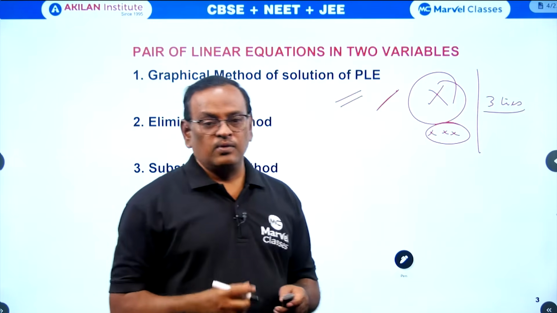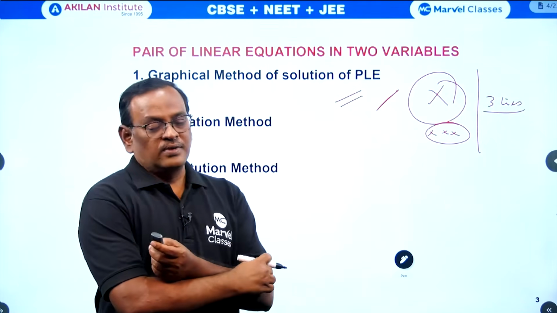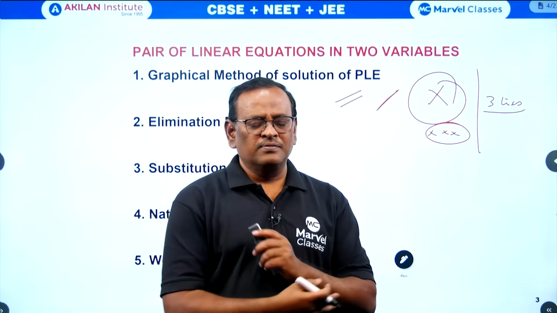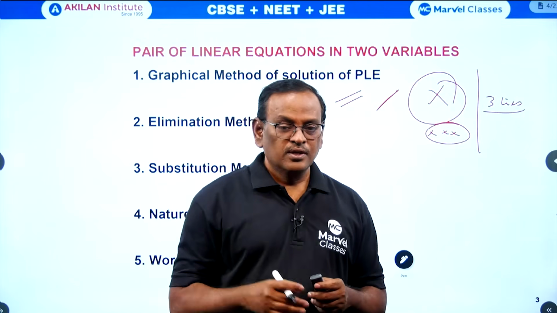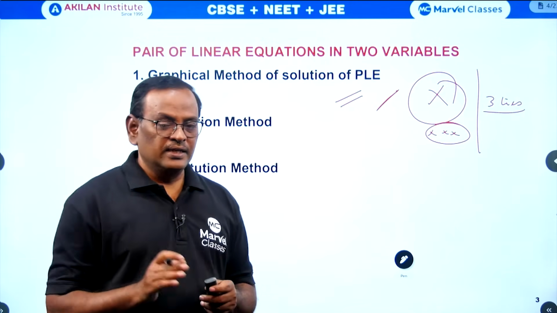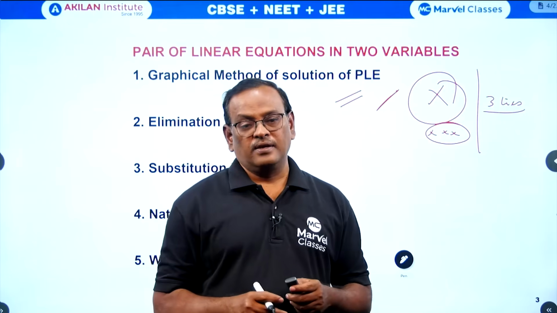6-7 years back, one of the board questions was 3 lines. Now, 3 lines are given, definitely one of the lines is either parallel to the x-axis or parallel to the y-axis. So don't worry about the third line. The third line is always either a horizontal line or a perpendicular line.